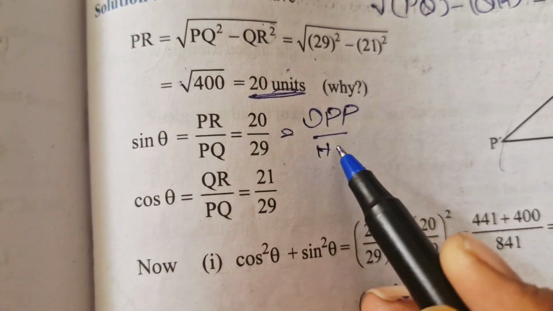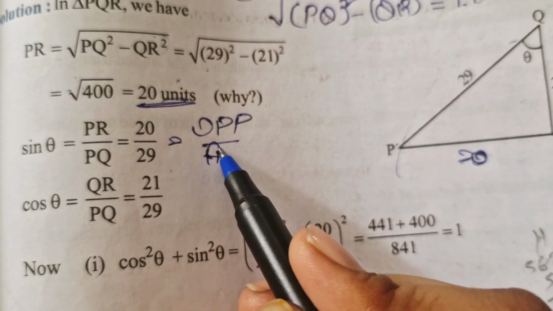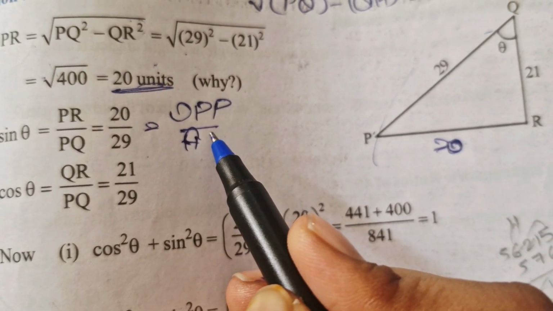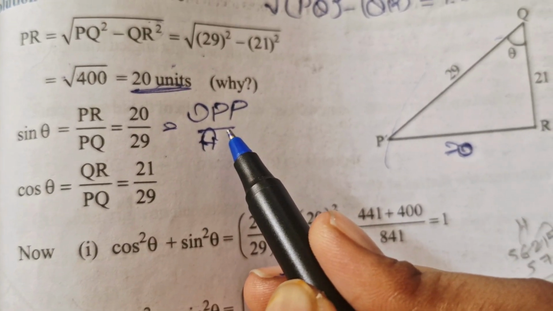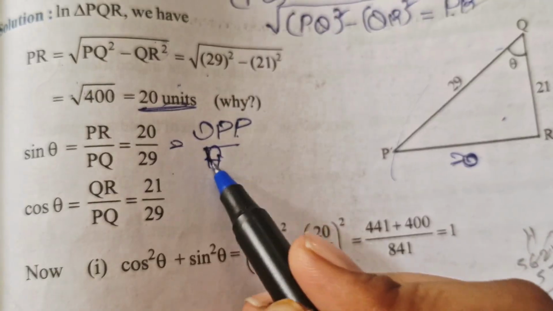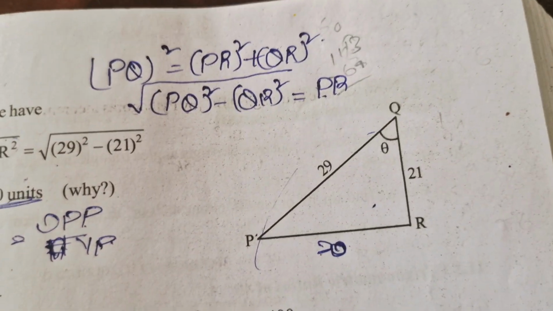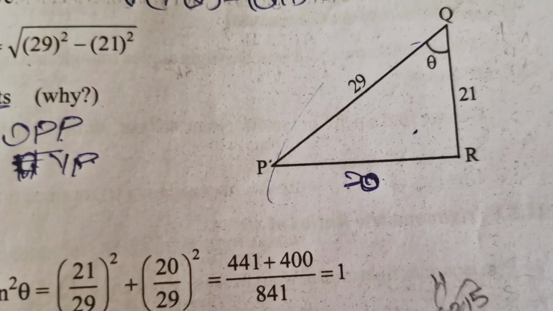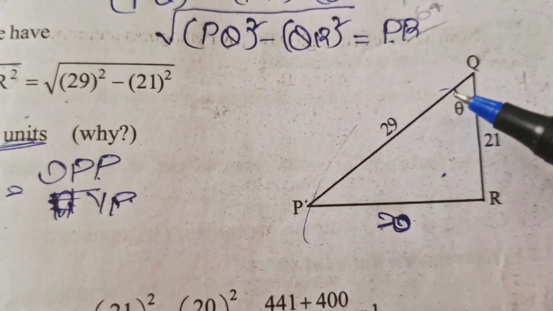Opposite by adjacent. Wait, what? Okay. Sine theta is opposite by hypotenuse, sorry. I just got confused here. So what is the opposite side of sine theta?